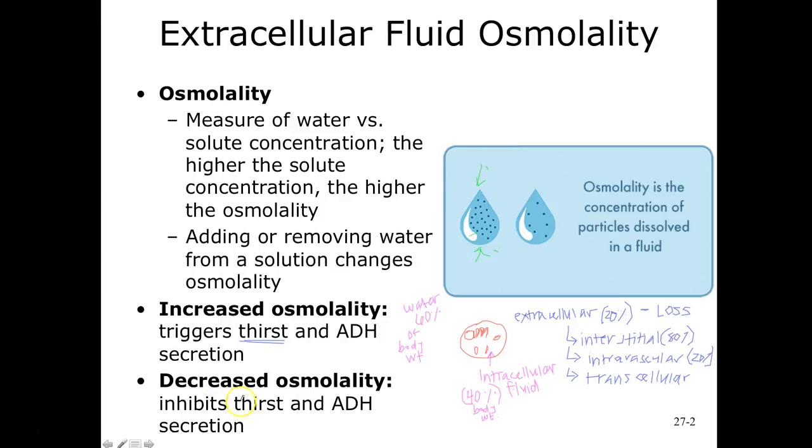Okay, so with decreased osmolality, we are creating a hypotonic fluid and we are going to decrease the solute particles within our extracellular fluid compared to that of our intracellular fluid. And now we are going to have a cell that is going to swell. So we have a shift of the fluid from our extracellular compartment into our intracellular compartment. Okay.